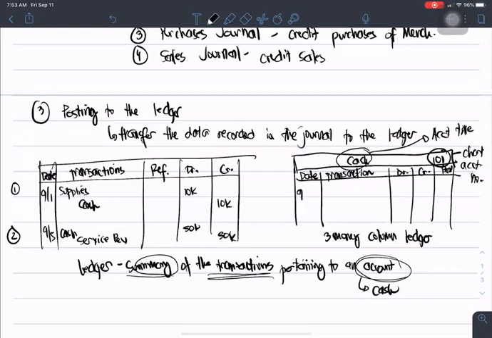So 9/1, is there a transaction pertaining to cash? Yes, the purchase of supplies. So you place your purchase of supplies. And what is the amount? 10,000. Look at the effect on the cash. Did we record the cash in debit or in credit? We record it in credit. So we place here 10,000. So this is negative 10,000, the balance.